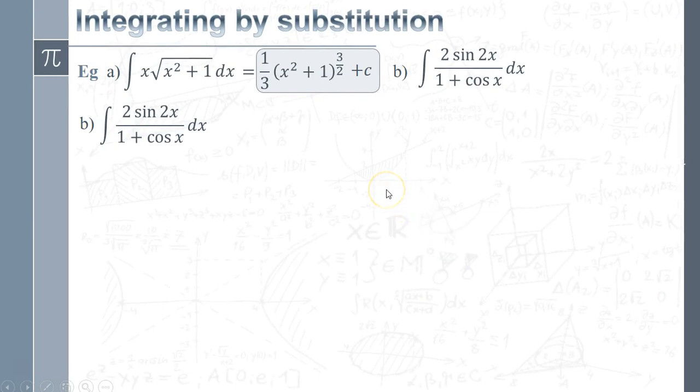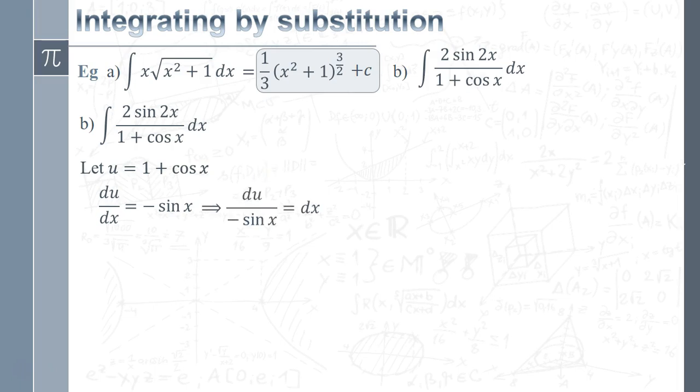So we've got 2 sine 2x over 1 plus cos x. Again, let's apply exactly the same principles. Let's start off with a substitution. We're going to pick 1 plus cos x as our substitution for u. So we differentiate it, and I would always do that bit first. So du/dx is minus sine x, and that gives us dx equals du over minus sine x. Once that bit's all done, now let's start plugging that back in and seeing what impact that has.